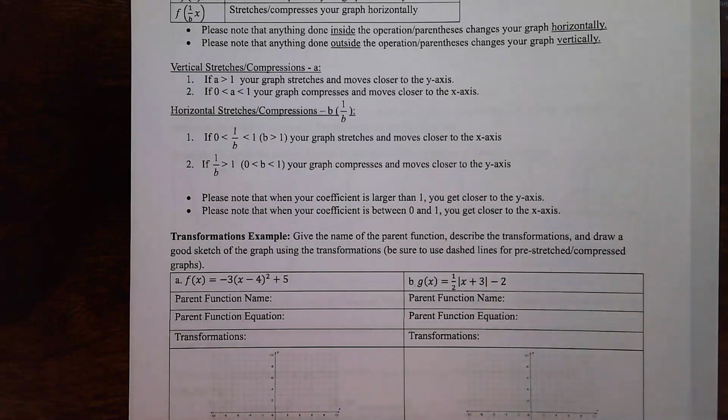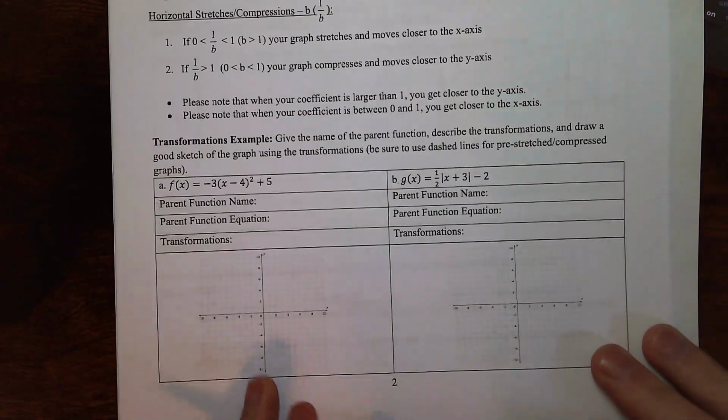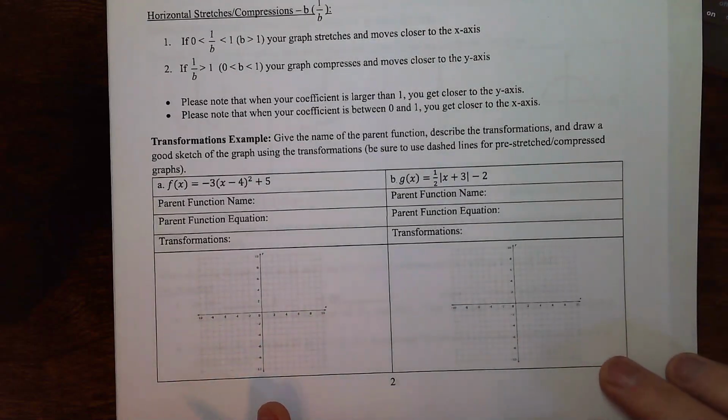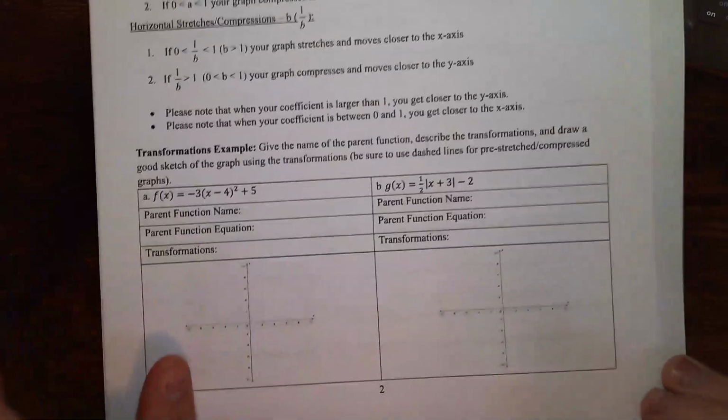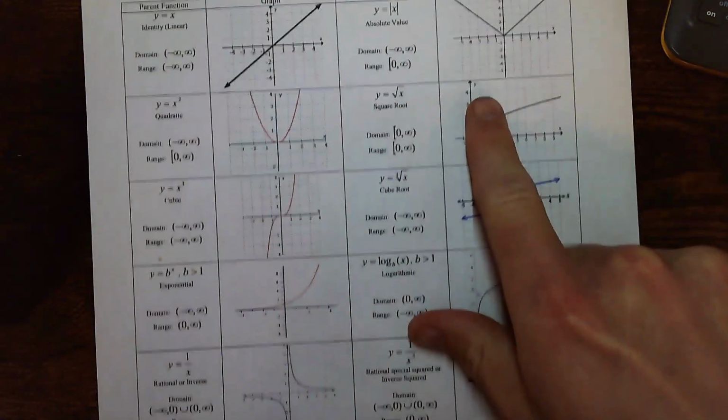All right, so let's look at transformations of functions. And so we've got an example B here. We've got g of x equals 1/2 times the absolute value of x plus 3 minus 2. Parent function name, we've got absolute value bars. So this is what we call the absolute value function, which you see right here.